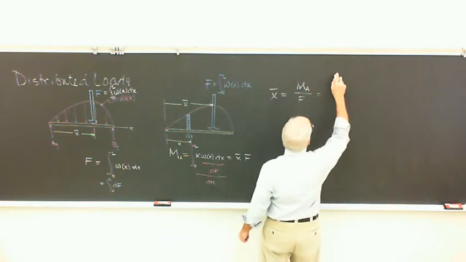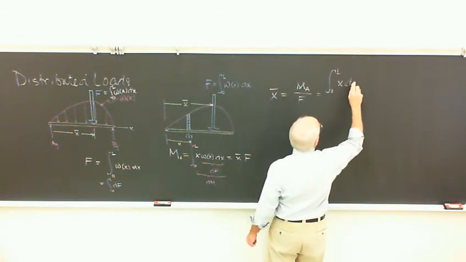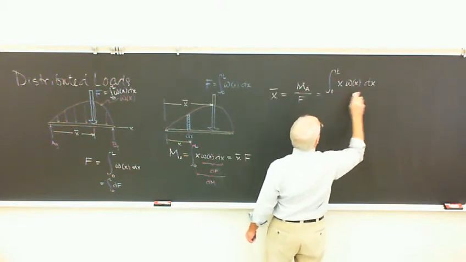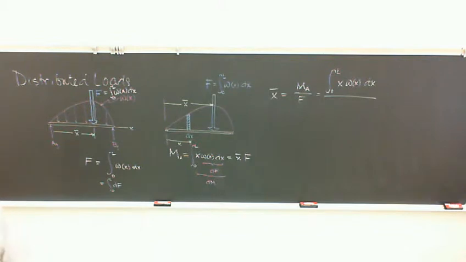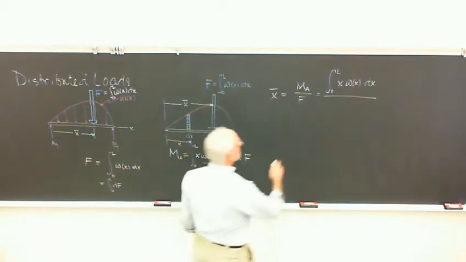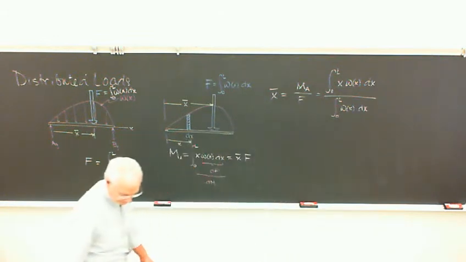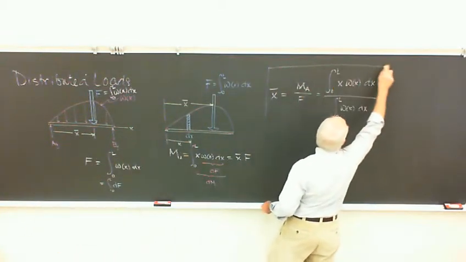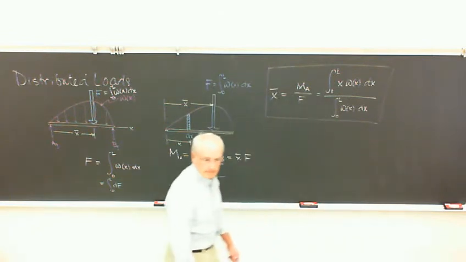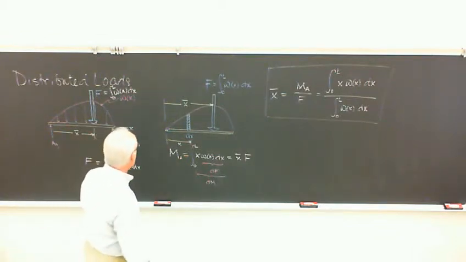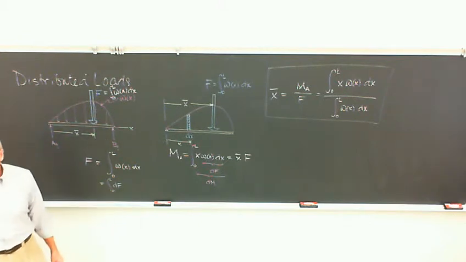But we know how to do those things with the distributed load now. The integral of x times w(x) dx, over the total weight of that load, the total force that load exerts, which is the area under the load curve. And there we then can now find out not just what the load is, but where to put it. And now we can take out the distributed load, replace it with a single force in the right spot. Now we can solve that problem and find the reactions if that's what we need.